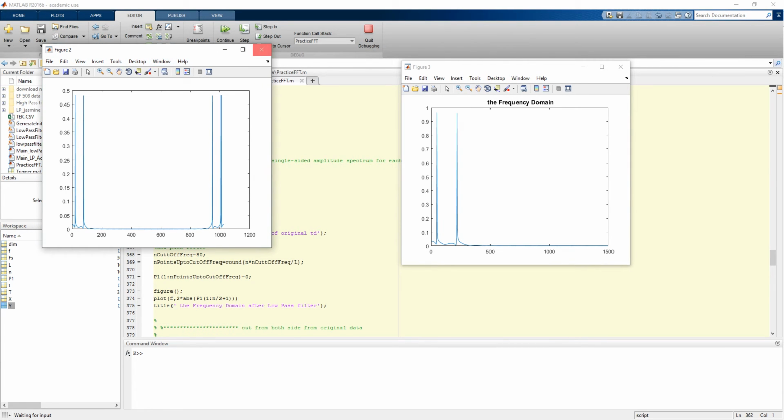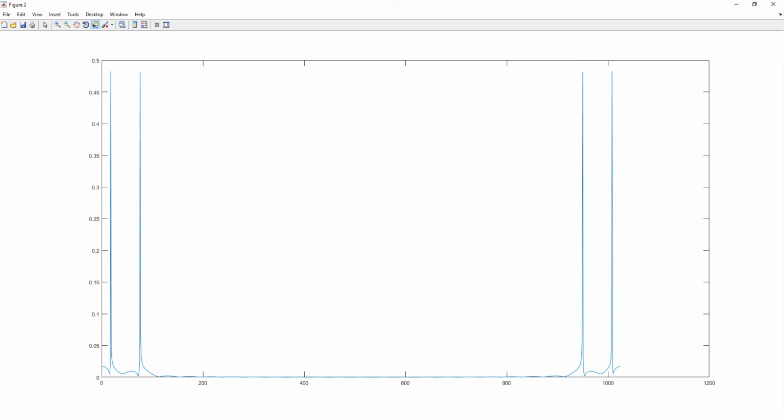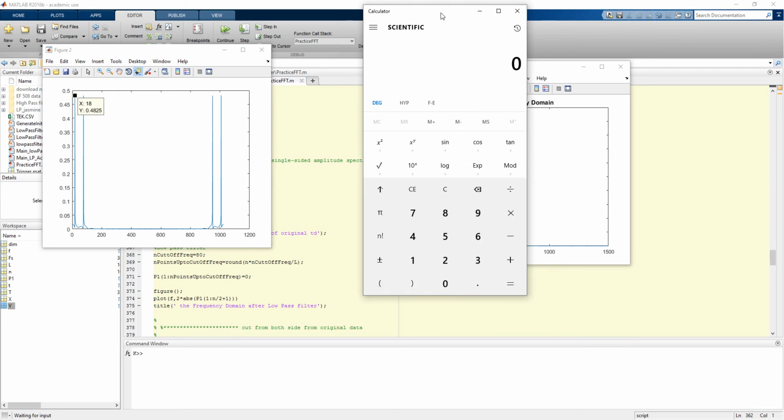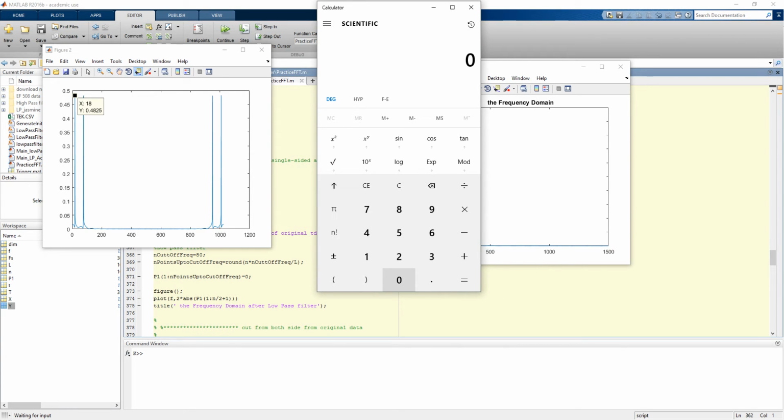So this is before calculating anything. What are the things we are finding here? Before calculating anything, we see that here we are trying to see the point is 18, right? So if you use a calculator again, 3000 was our sampling frequency, and the total number of data points was 1024. So now in the x-axis, 1 point corresponds to 2.929 Hz.